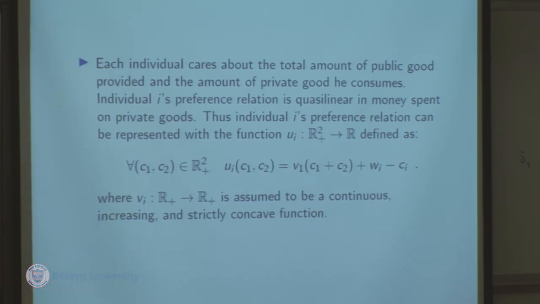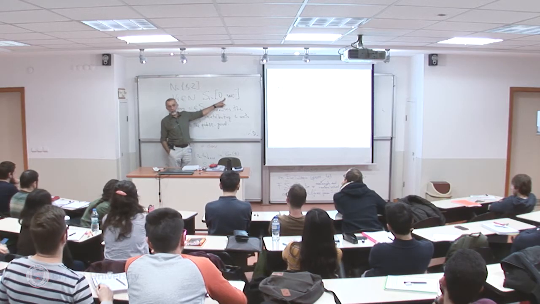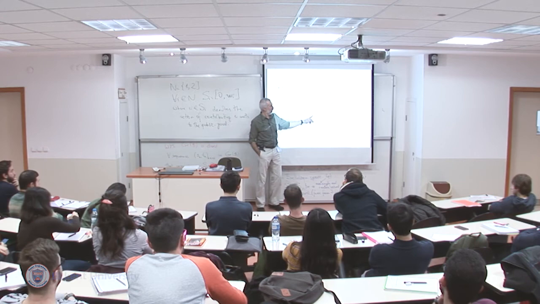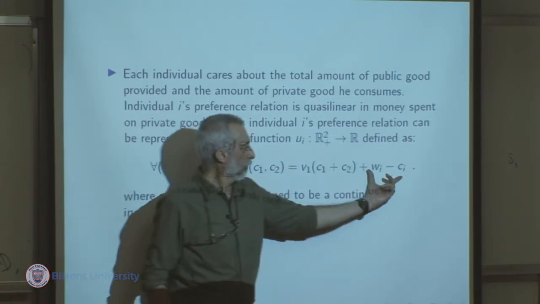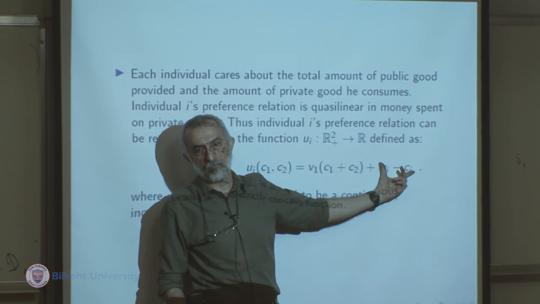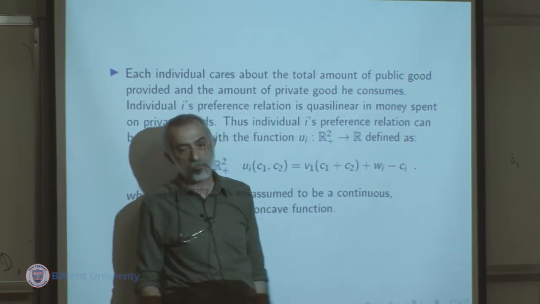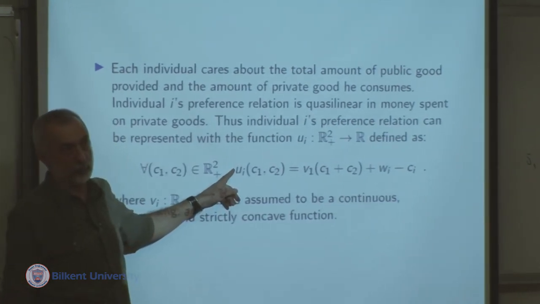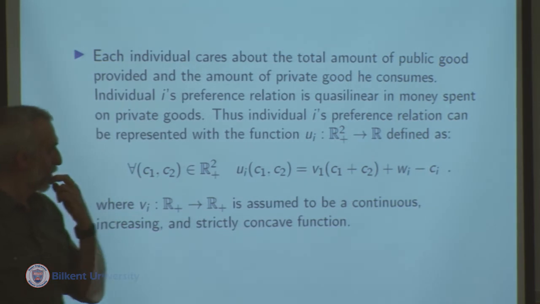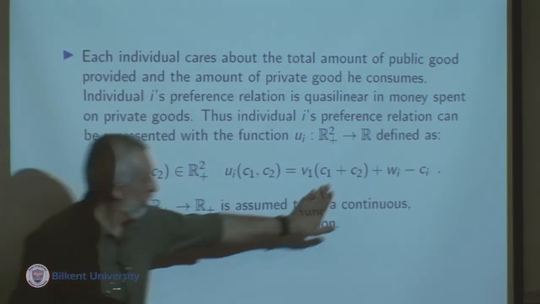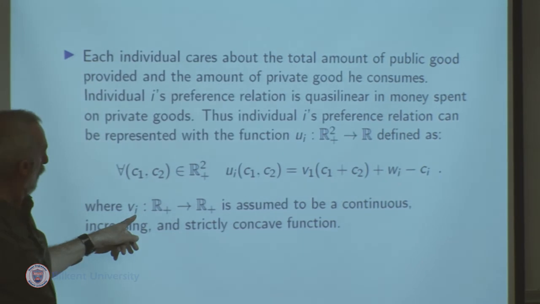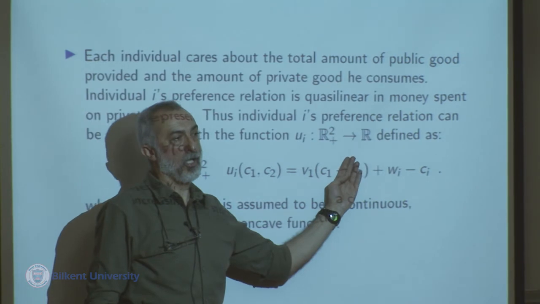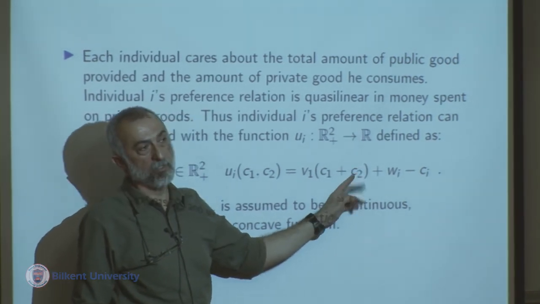Well, let's look at the strategy set. It's a compact and convex set. Let's look at the numerical representation. Vi is continuous, and this part is also continuous, right? That's a linear function. So continuous plus continuous gives us a continuous function. So Ui is continuous. What else? Well, fix C2, Vi is strictly concave. So it's strictly concave in C1 for any given C2.